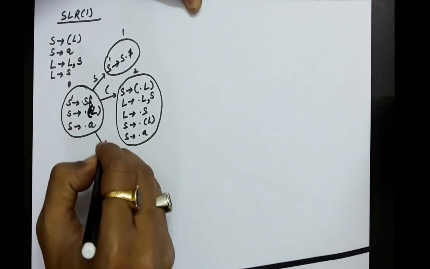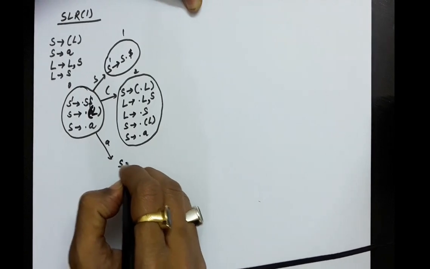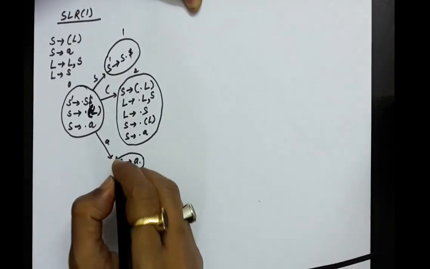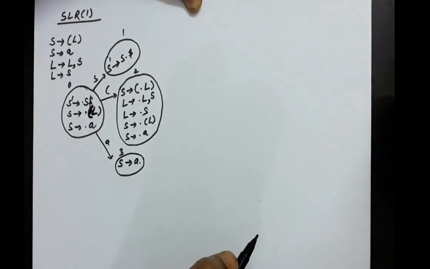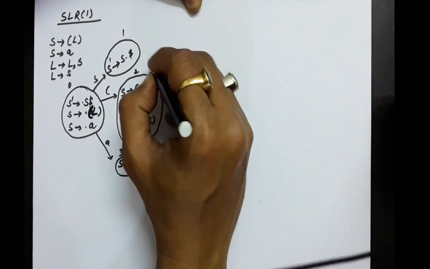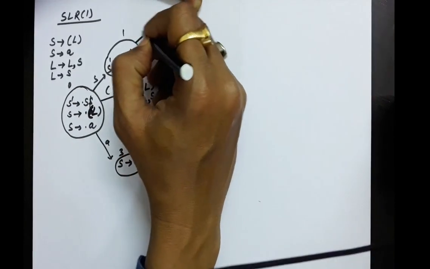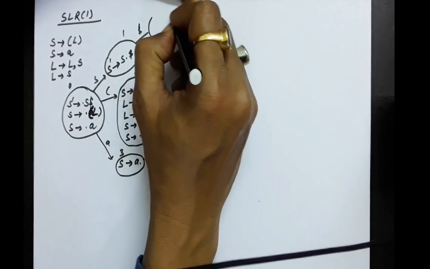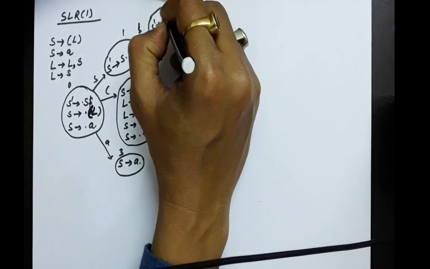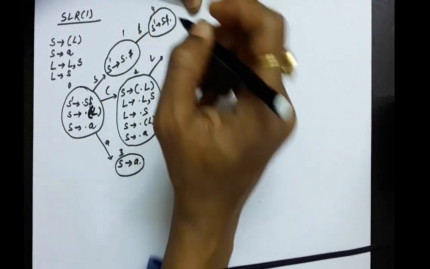After this let's take a small a, so S produces a dot, this is telling us the new state, let's number it as 3. From this let's take a dollar, this is leading us to a new state. S' produces S dollar dot, let's say this is state number 4.